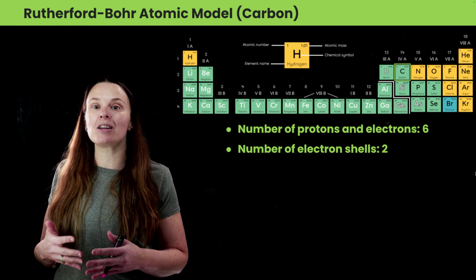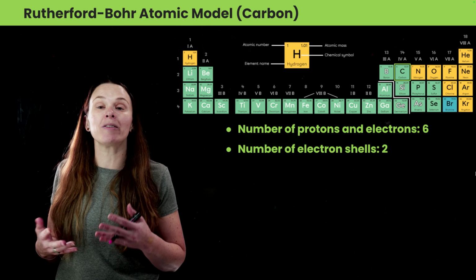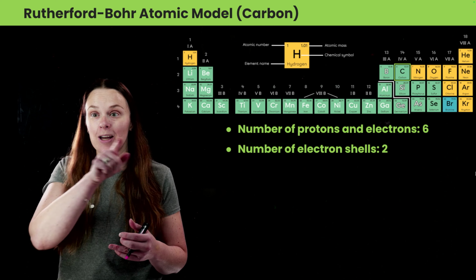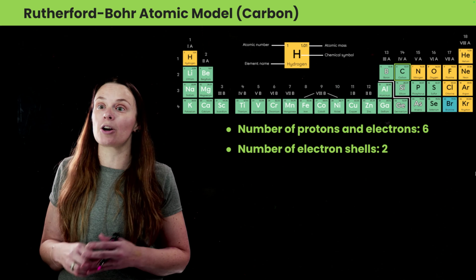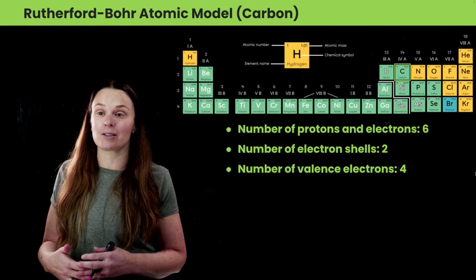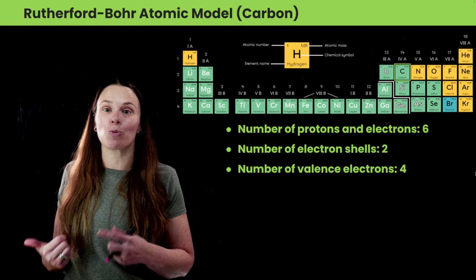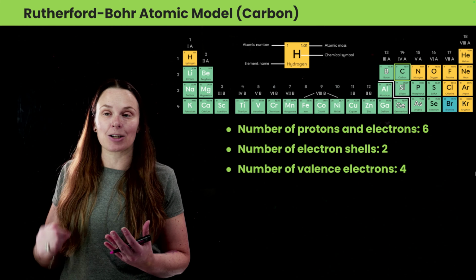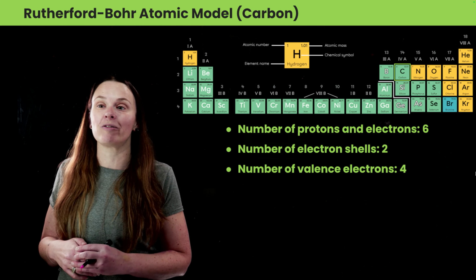We also need the number of electron shells. Now remember, the number of electron shells corresponds to the period, so the rows in our periodic table. And then finally, we also need the number of valence electrons. Because we've been doing Lewis notation, we remember that the number of valence electrons is at the top of every single one of our groups.